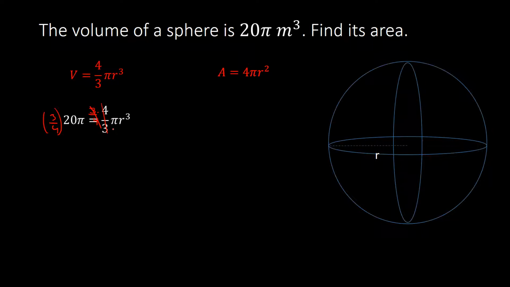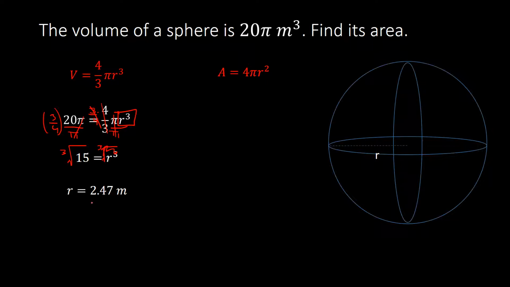That will cancel, and I'm also dividing both sides by pi. So what I have is 3/4 times 20, which gives me 15. I have 15 on the left side, and on the right side I'm left with just r cubed. Then to find r, I take the cube root of both sides, and that will get rid of the cubed. Now I'm left with r equals the cube root of 15, which gives me 2.47 meters.